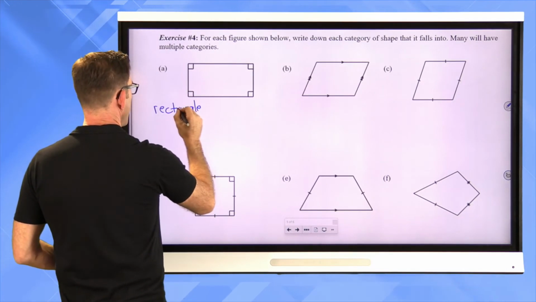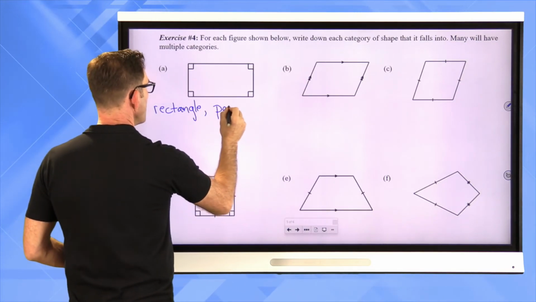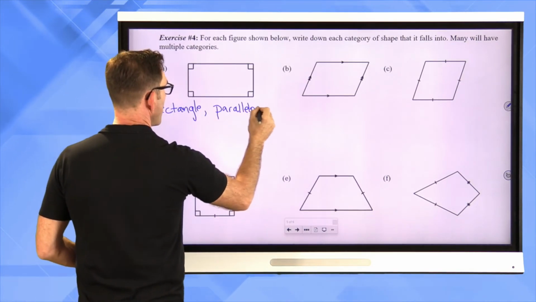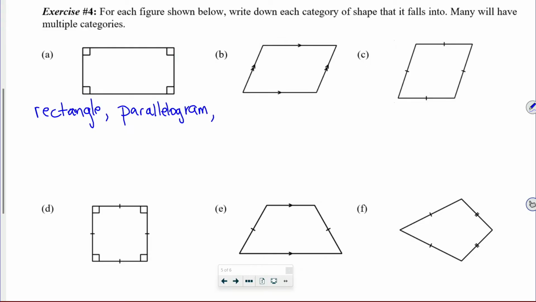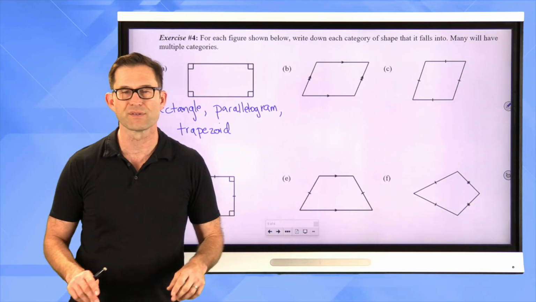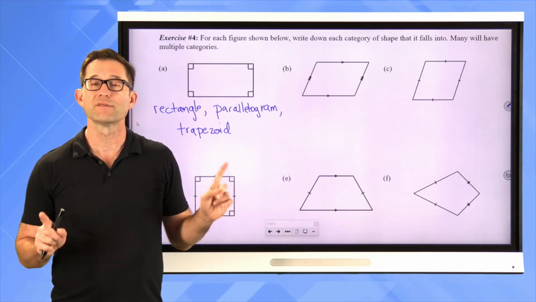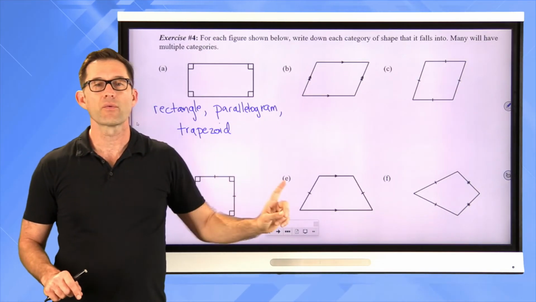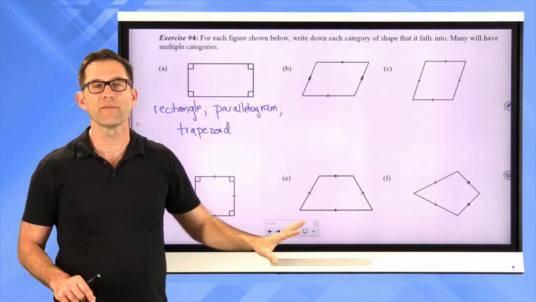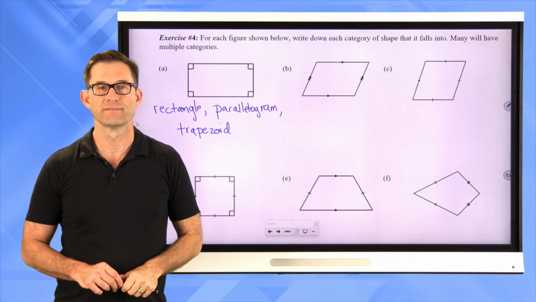All right. But because it's a rectangle, that also means it's a parallelogram. But because it's a parallelogram, that also means it's a trapezoid. All right. Now, I could also go on to say, because it's a trapezoid, it also must be a quadrilateral, but all of these are quadrilaterals, so we're not going with that. All right. What I'd like you to do now is pause the video and see if you can write down all the categories that each one of these shapes falls into.